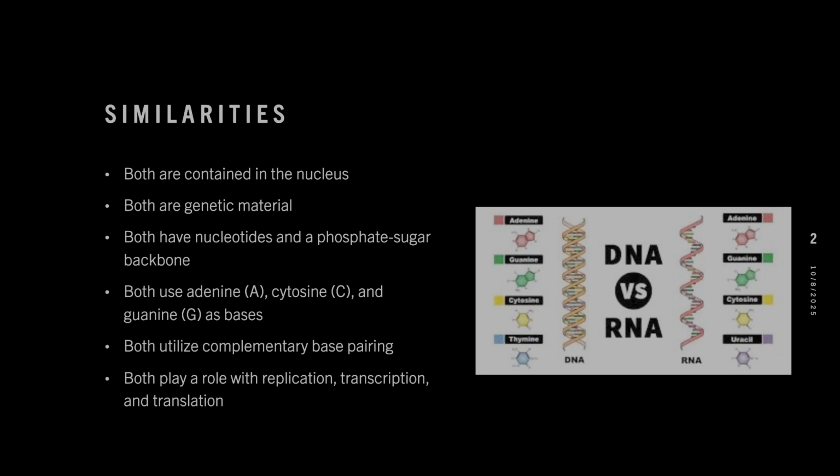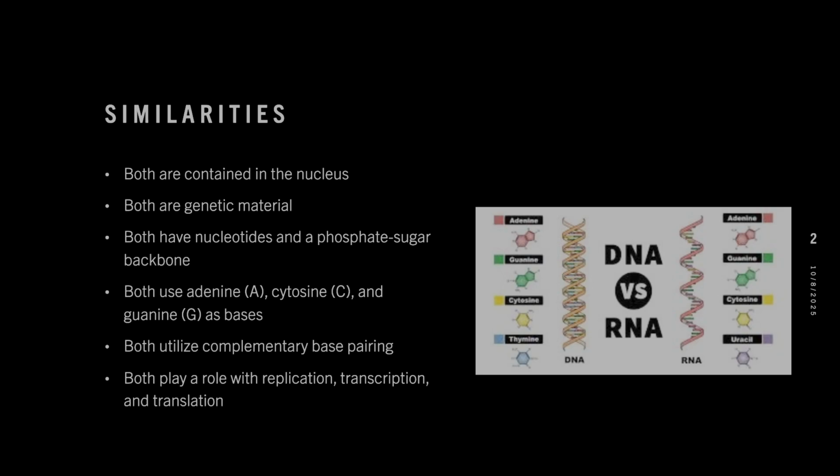get into the differences. So both DNA and RNA are contained in the nucleus at one point, although DNA primarily exists there, whereas RNA is only there when it's getting transported out of the nucleus. Both are genetic material. Both have nucleotides and a phosphate sugar backbone. Both use adenine, cytosine, and guanine, and both utilize complementary base pairing.